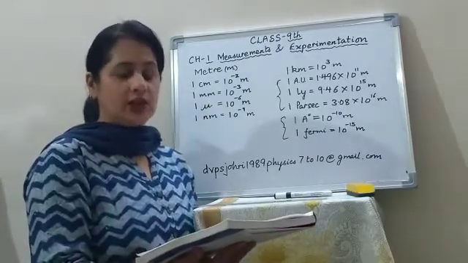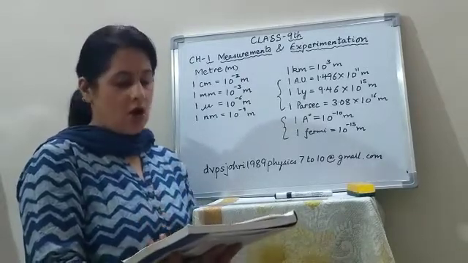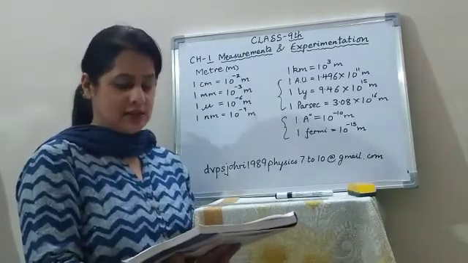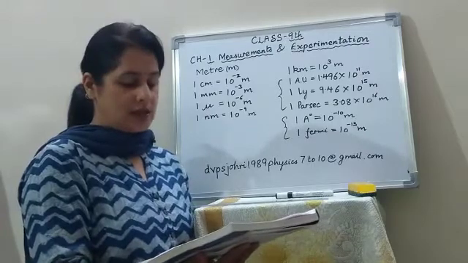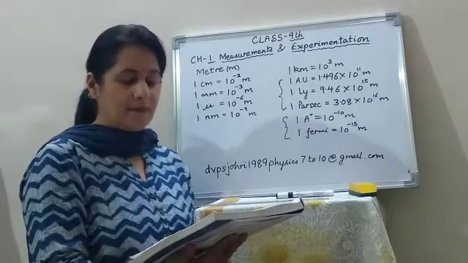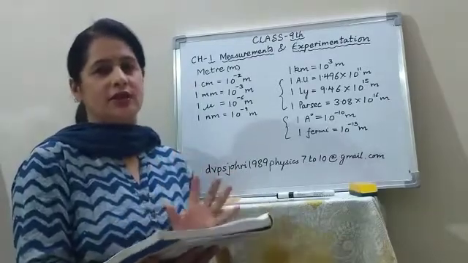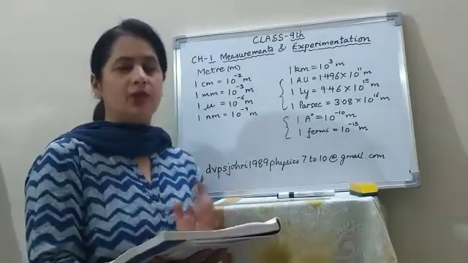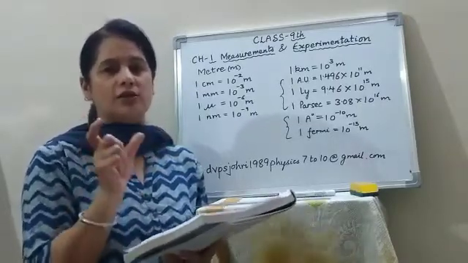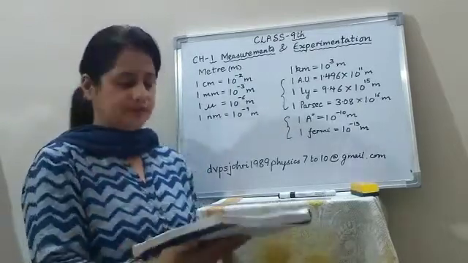A meter was originally defined in 1889 as the distance between two marks on a platinum iridium rod kept at 0 degree Celsius in the International Bureau of Weights and Measures at Sèvres near Paris. So there is a place in Paris at Sèvres where this International Bureau of Weights and Measures is there. So they took a rod of platinum iridium alloy and they marked 2 points on it, and that distance between the two marks was taken as the standard meter. That distance gave the definition of meter.